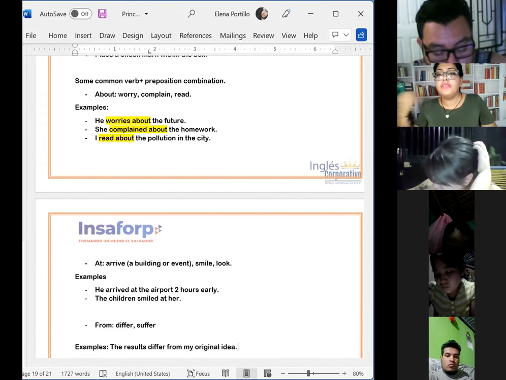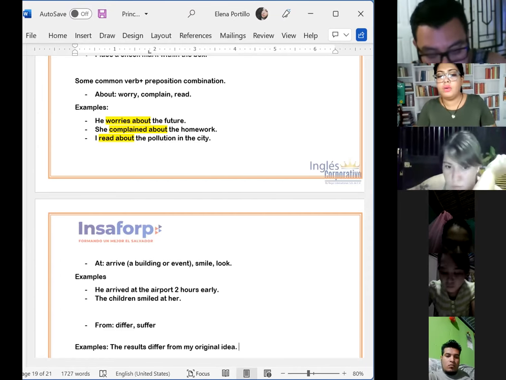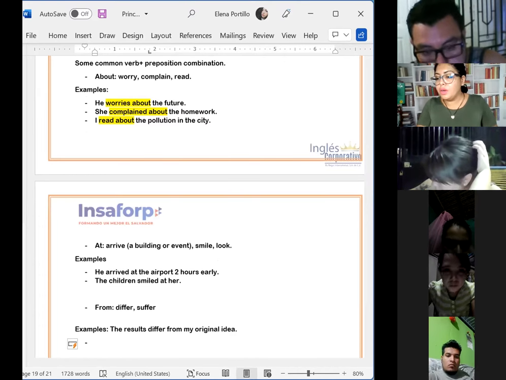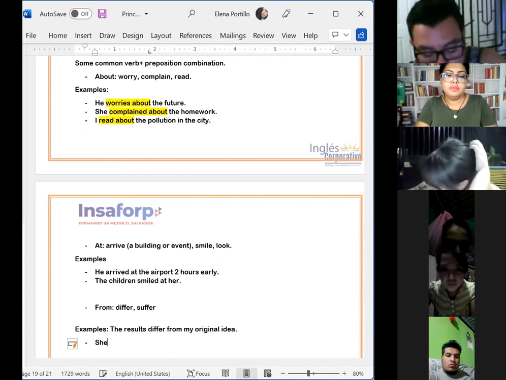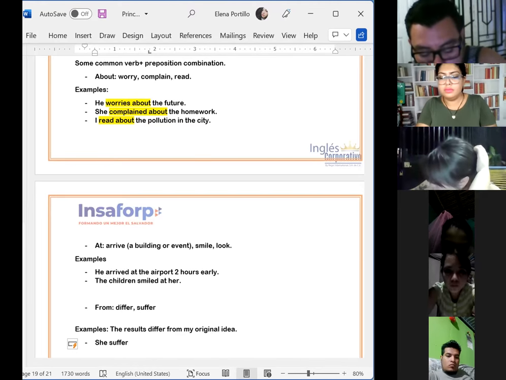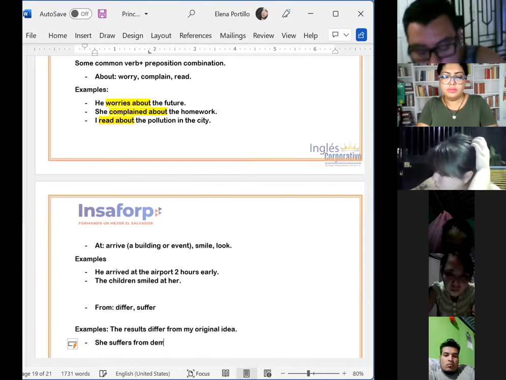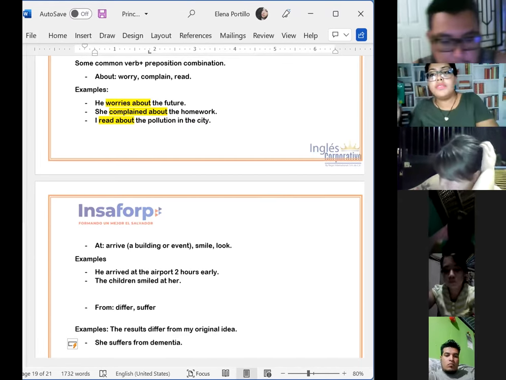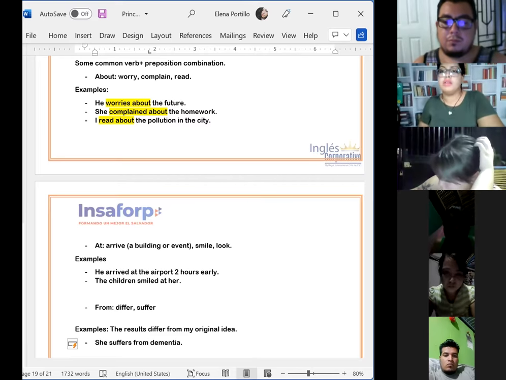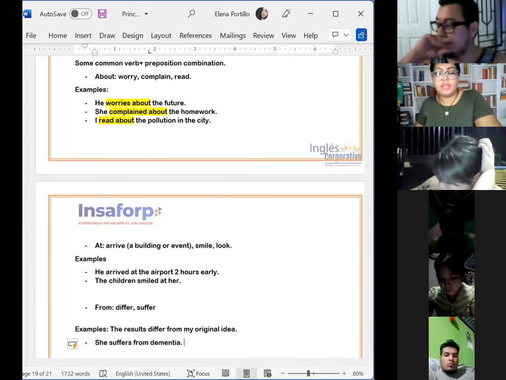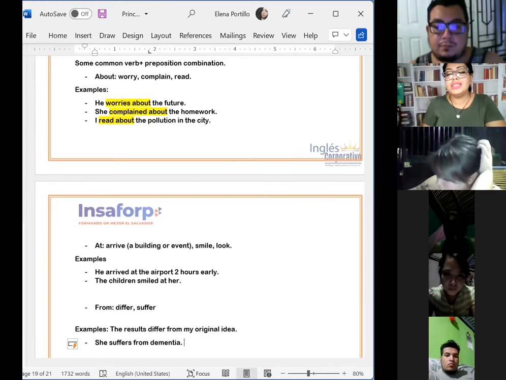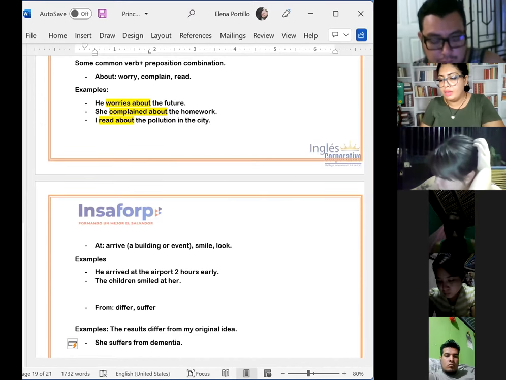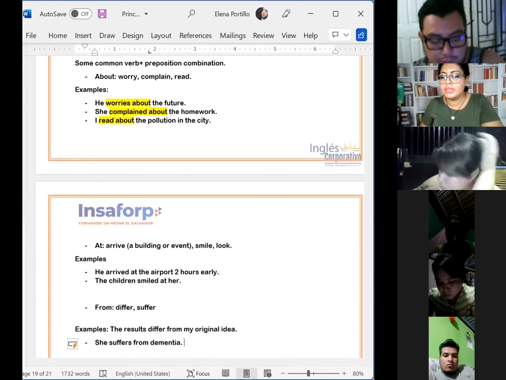Los resultados difieren de mi idea original. And the other example is, she suffers from dementia. Ella sufre de demencia. So, all of this information that we have about the prepositions is because we need to use them. Necesitamos utilizarlos y por eso tenemos que manejar un poco sobre este tema.